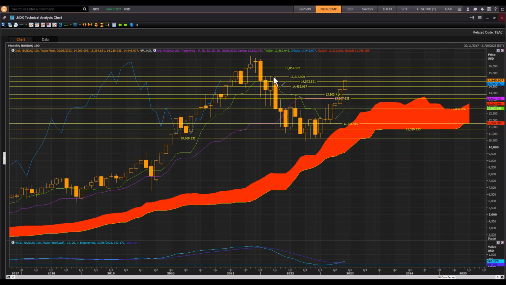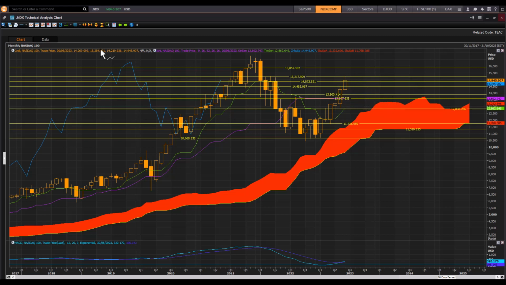Now, if this resistance zone here at 15,217 holds and remains significant, then the market can easily dip back to the top end of the cloud here, based on seasonal weakness going into the third and fourth quarter there. So watch out for seasonal weakness in the market. We could see 13.9 and 13.607 pretty quickly if these resistance levels hold up.